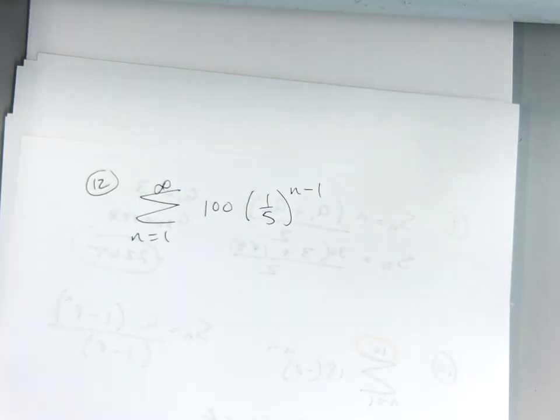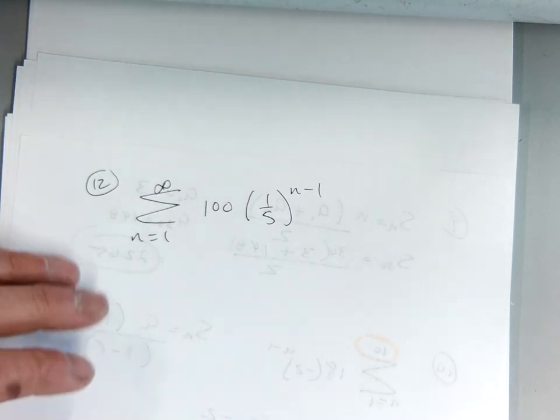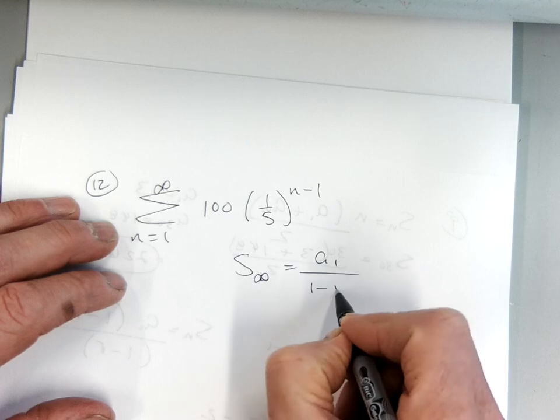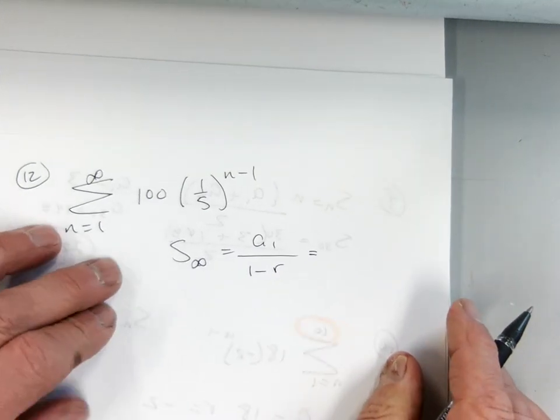There's only one formula to use. Which one? That one, right? You guys agree? Because of the infinity, we really are going to add them up to infinity, so that one. Everybody agree with that? We know what A1 is. What's our multiplier? Easy, right? So we're going to go S of infinity equals A1 over 1 minus r. That's the one I want to use.